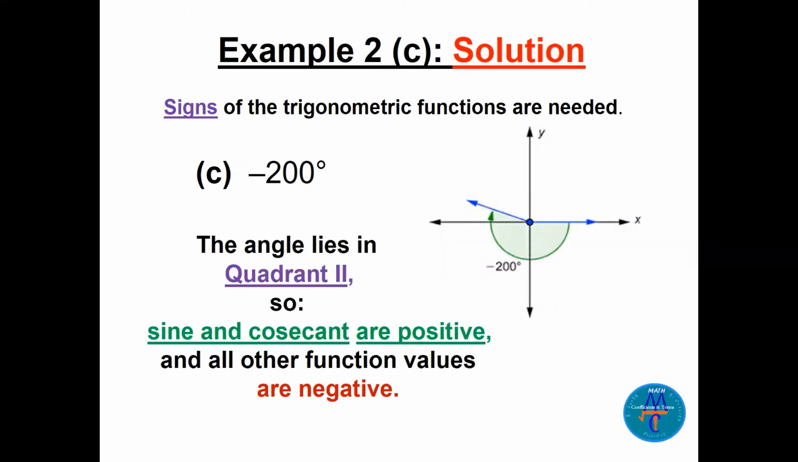Now part C, minus 200. If you draw minus 200, this is the initial side and this is the terminal side. So the angle lies in quadrant 2. In quadrant 2, the sine and cosecant are positive because sine is y over r and cosecant is the reciprocal of sine, and all the other function values are negative.